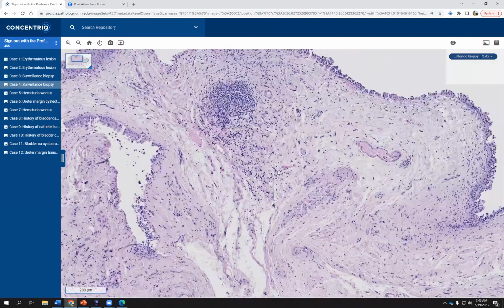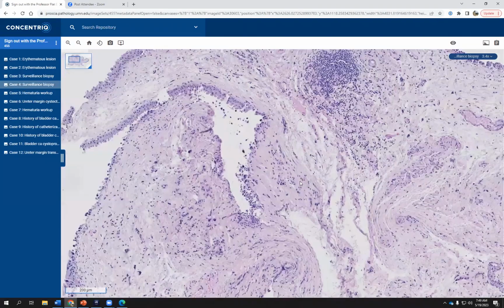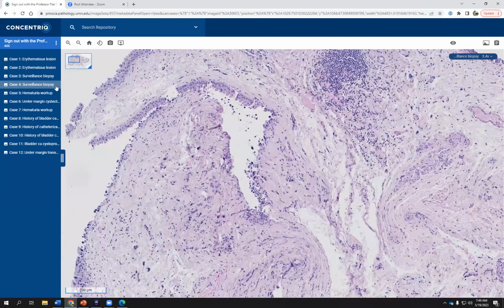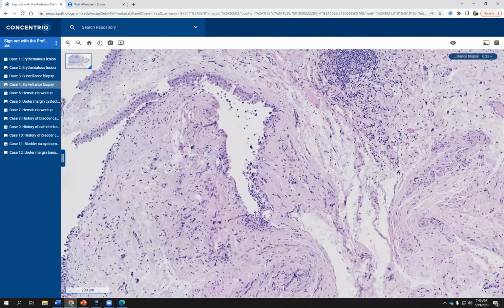So why are we looking at this case then? Let's scroll around a little bit. We already know that this patient has a surveillance biopsy, which means they had a prior diagnosis of urothelial carcinoma. In such cases, one has to be very, very careful to examine all regions of the biopsy carefully. Okay, so we go into another region over here where we again see there is some denudation.